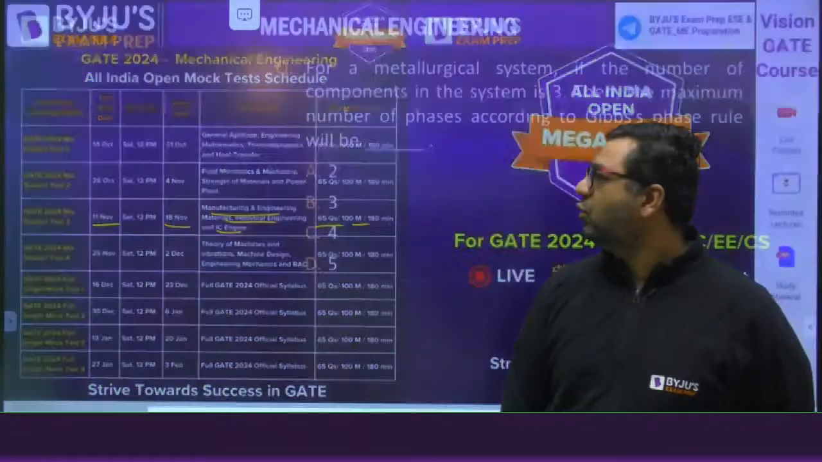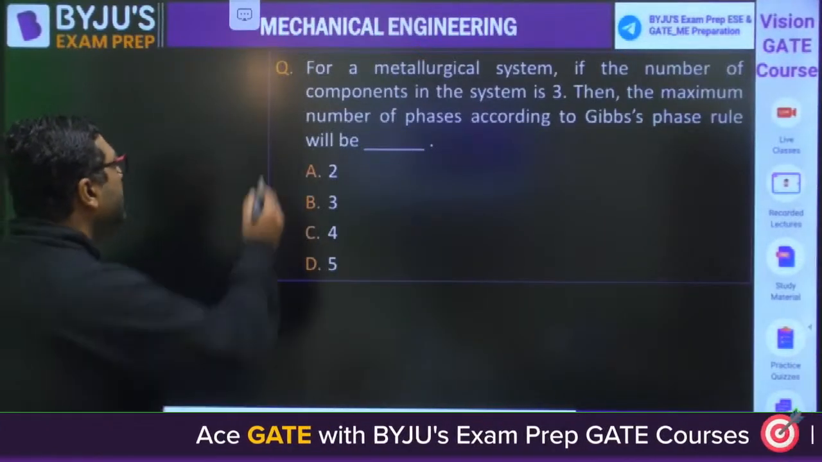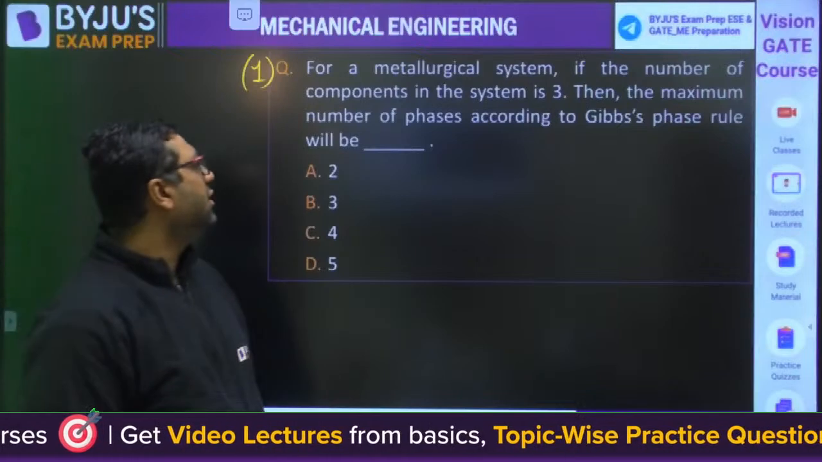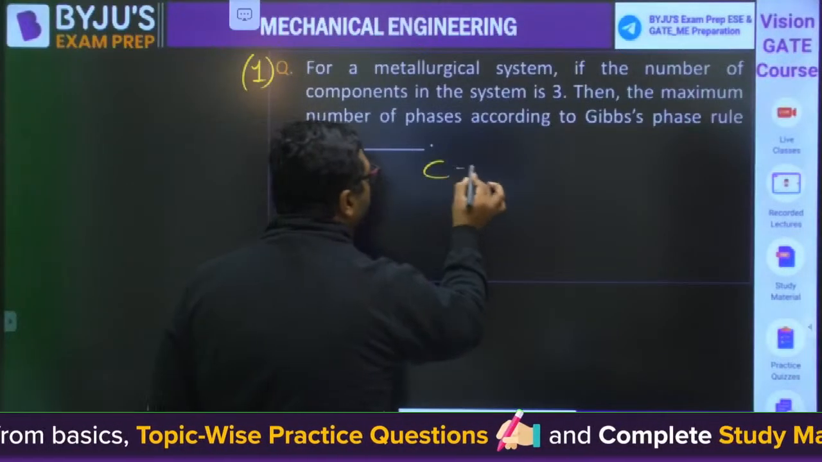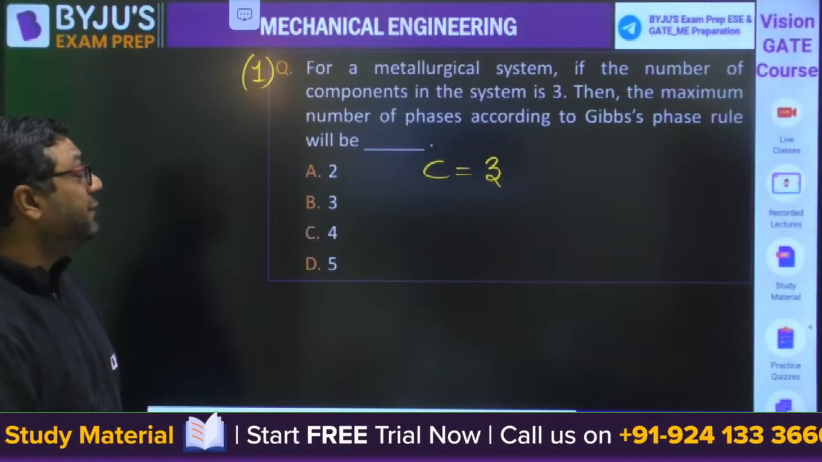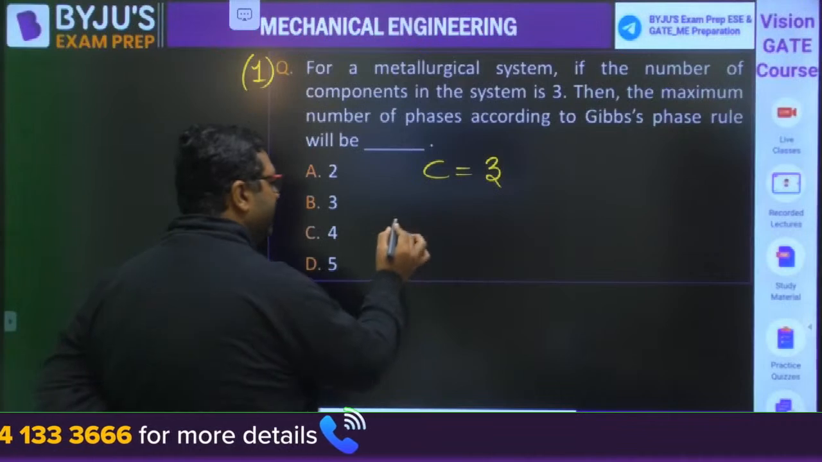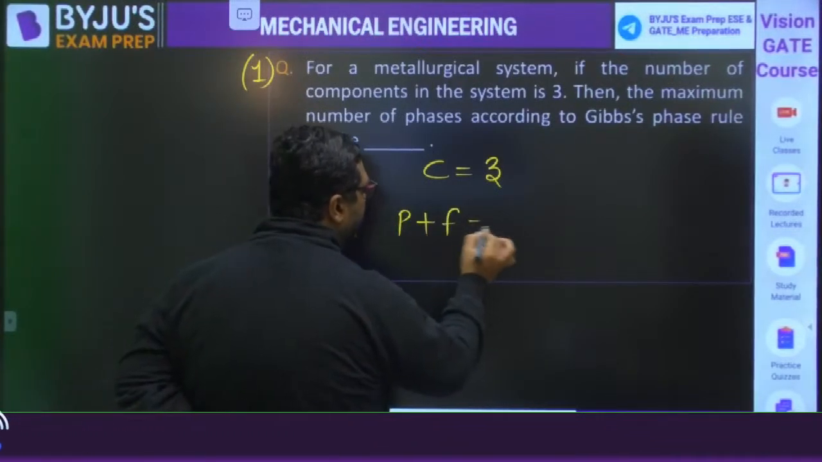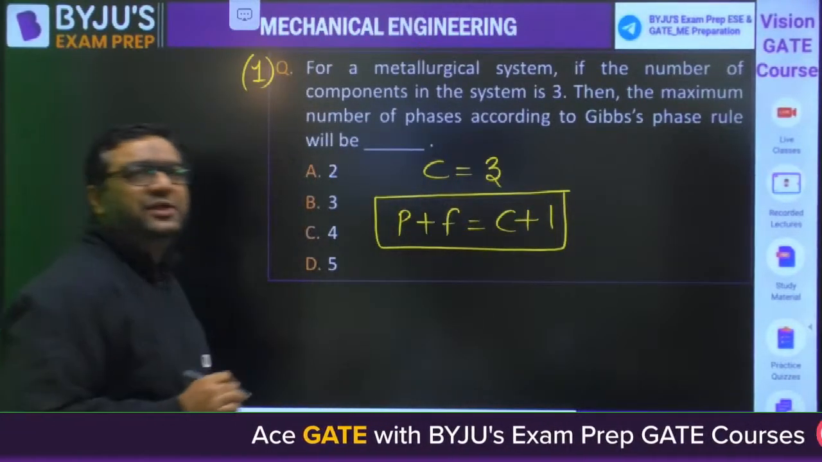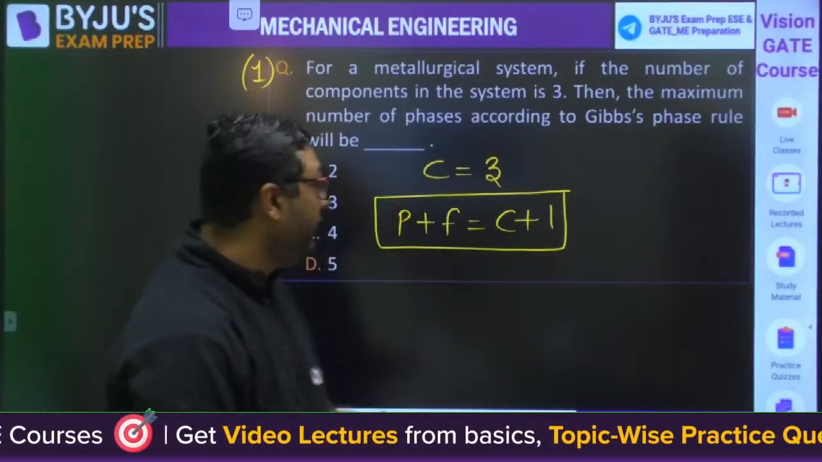Then we are talking about the questions without wasting time. This is the first question in front of you, from material science, from the Gibbs phase rule. For a metallurgical system, if the number of components in the system is 3, what is the maximum number of phases according to the Gibbs phase rule? I feel everybody is aware that the Gibbs phase rule is given as P plus F is equal to C plus 1 in case of material science, because in material science pressure is always constant, that is 1 atmosphere. So keeping the pressure constant, we have C plus 1.